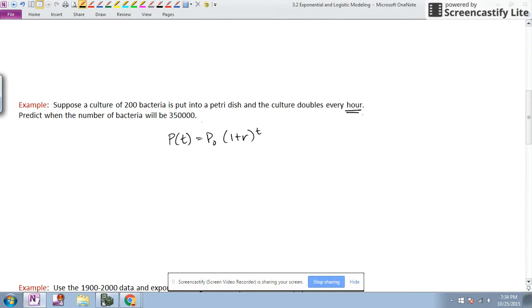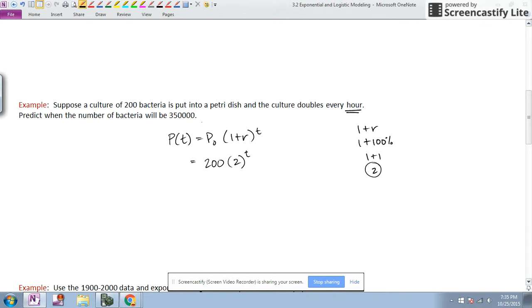Doubling, that's, you take 1 plus the rate. Well, the rate is 100%, right? So 1 plus 1, or 2. Hey, wait, that makes sense because doubling is when you multiply by 2. And look what you would do. You would take this original bacteria and multiply it by 2, right? That would make it double. Now it's 400. And you would have to do that every hour.